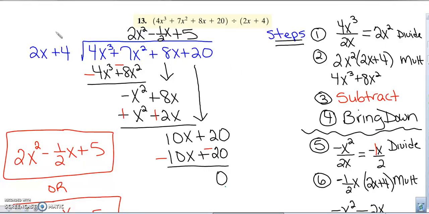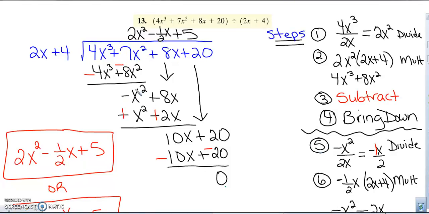We then take this and multiply it times the entire divisor. So 2x squared times 2x plus 4. Using the distributive property, this is what you would get, and I place it over here. I then change the signs to the opposite because I'm doing step 3 of subtract. This cancels, which it should every time. This 7x squared minus 8x squared is a negative x squared. Next step 4, bring down the next term. Step 5, begin the process over again.